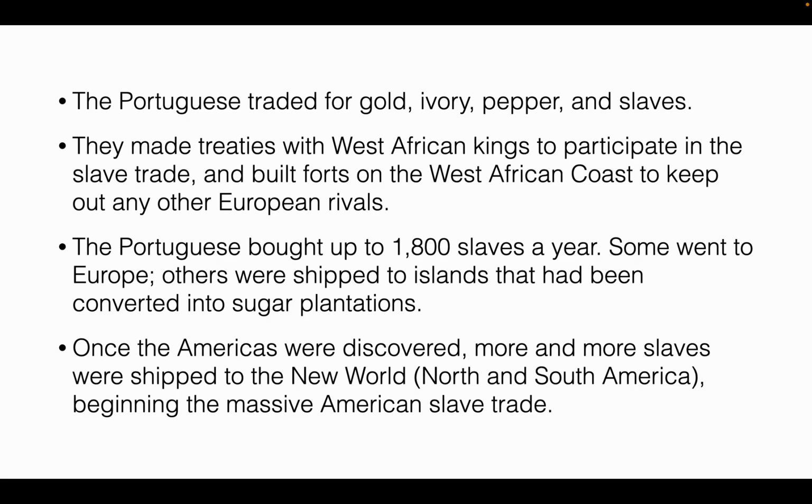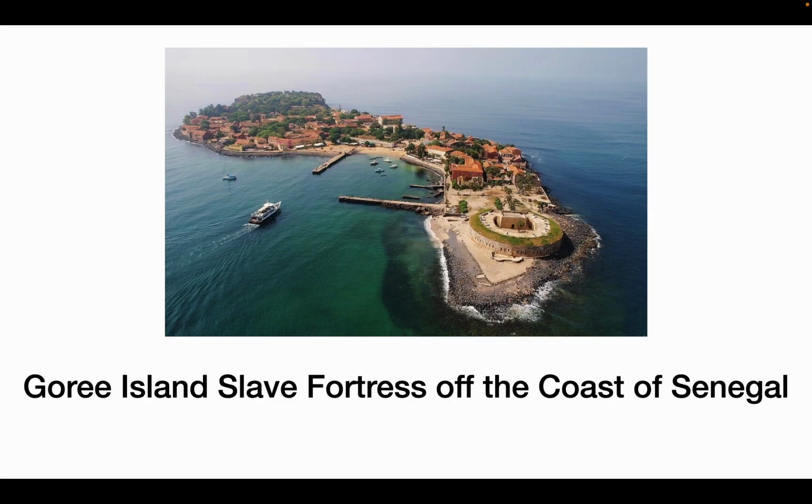Now, once the Americas were discovered, we do see that more and more enslaved people are shipped there too. Especially by the Portuguese, they were first put in places in the Caribbean, and also places like Brazil had a large enslaved population. So here is what is called Goree Island off the coast of Senegal in West Africa. And you can see in the bottom right-hand corner the slave fortress.